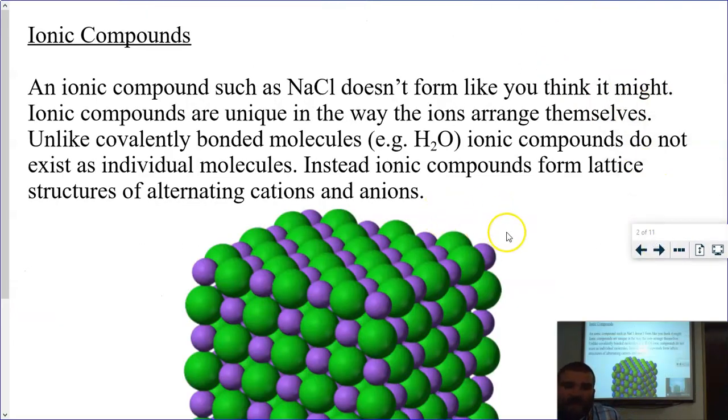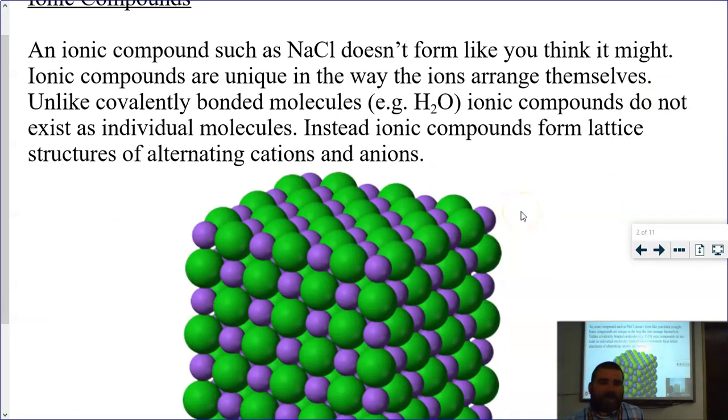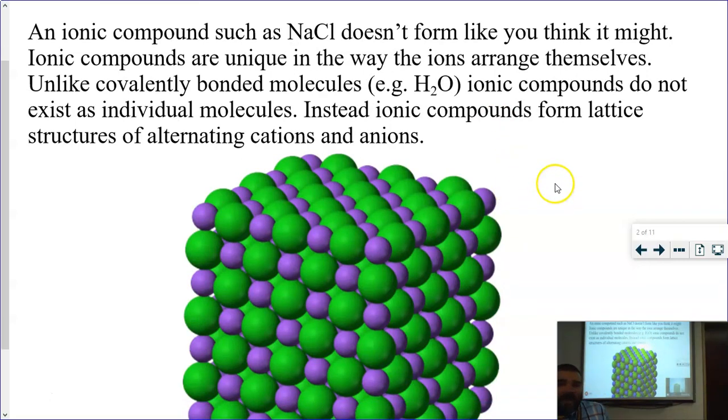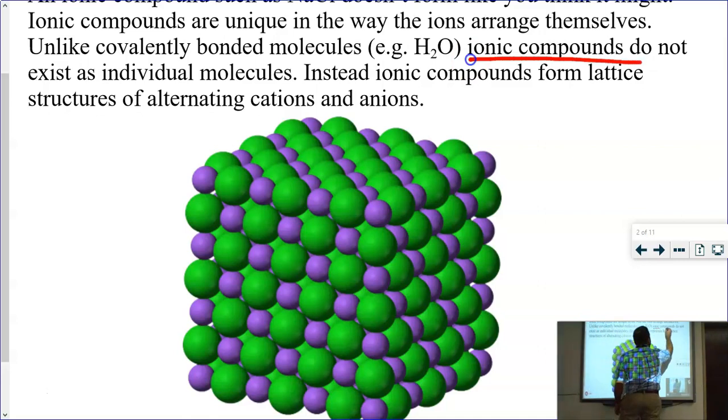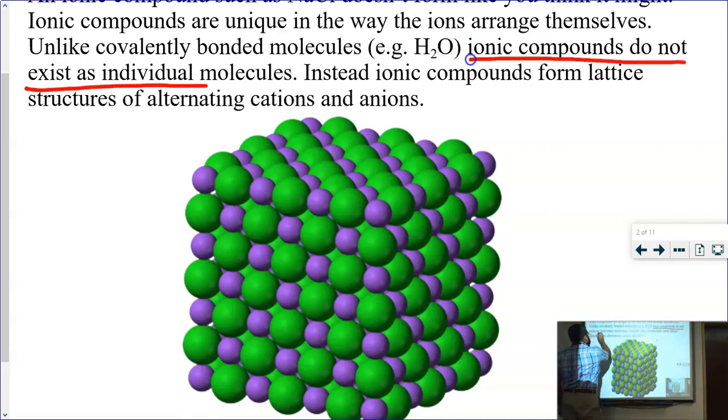So, ionic compounds. An ionic compound such as sodium chloride doesn't form like you might think, all right? They are unique in the way that the ions arrange themselves. Unlike covalently bonded molecules, for example, water, ionic compounds do not exist as individual molecules. Instead, ionic compounds form lattice structures of alternating cations and anions. Okay, so a couple things. I would want you to underline this because that's really, really important.